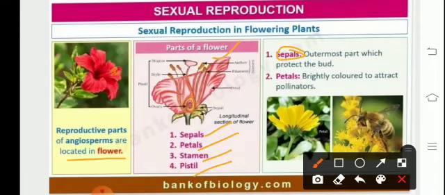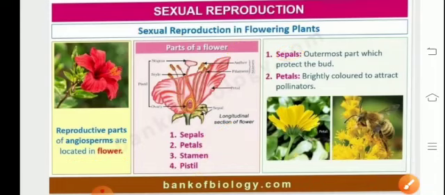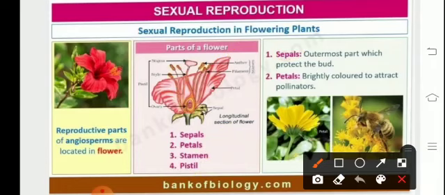So we can see that many flowers, when they are in the bud condition, are covered by green colored structures which are referred to as the calyx. So what we can see over here, this green color structure, that's the calyx, and the stalk of the flower, that's the pedicel. So these green color structures are the group of sepals, and they provide protection.